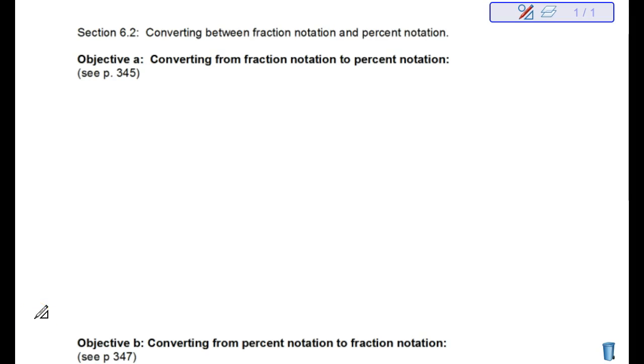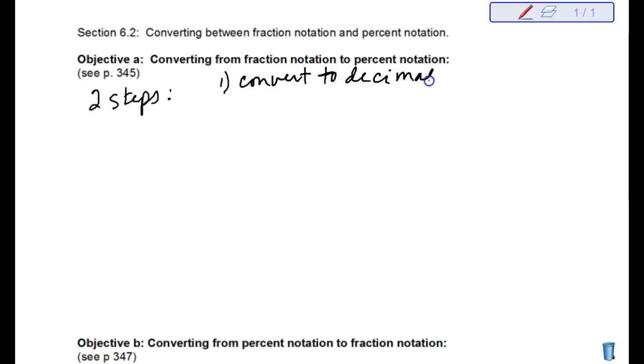So for fraction notation, they have a little box there on page 345. It tells you there's two steps. Step number one is to take the fraction and convert it to a decimal. To do that, you divide. Step number two is to take the decimal and turn it into a percent. So let's take a look at a couple.